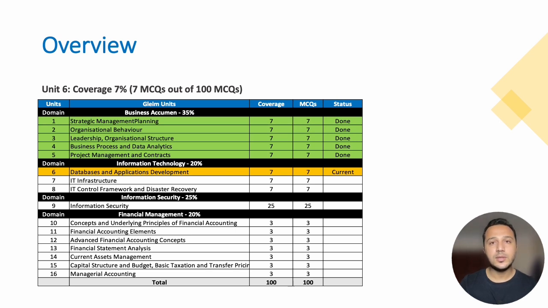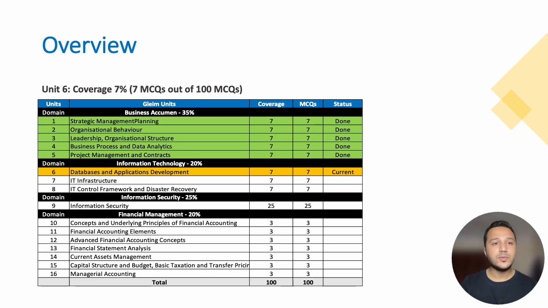Whereas the third domain is about information security, how you protect your data inside the IT infrastructure. The last domain, which is domain four, basically covers two main areas: financial accounting, and the second one is management accounting. Along with that, there are certain topics related to transfer pricing and taxation.